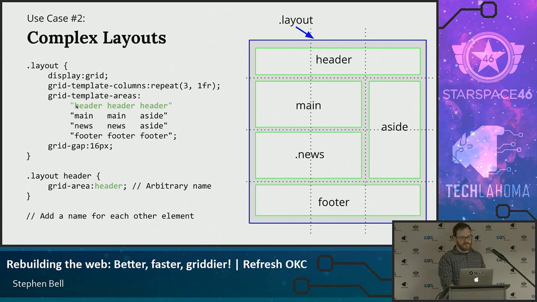And then this is a row, and you just type in what you want each of these things to be in each row. So header, header, header is put the header here, here, and here. Put the main element here and here, and aside over there. News, news, aside, footer, footer, footer. So I hope that's intuitive.